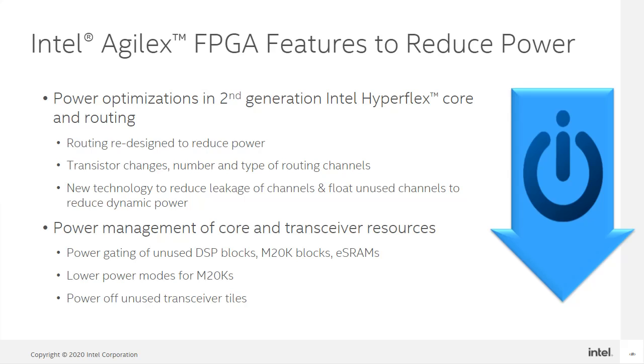Intel Agilex FPGAs also have additional power management features that reduce power consumption. Power can be gated to unused resources, such as DSP blocks and memory blocks, including M20K blocks and the ESRAMs. M20K blocks also have their own lower power modes. Finally, unused transceiver tiles can be disabled or completely powered off.